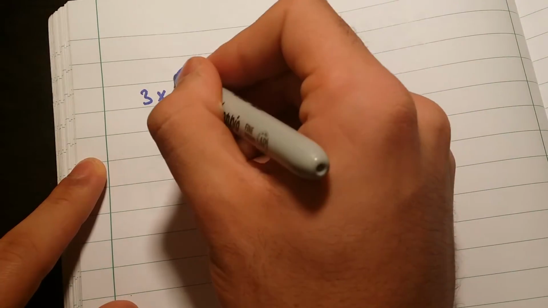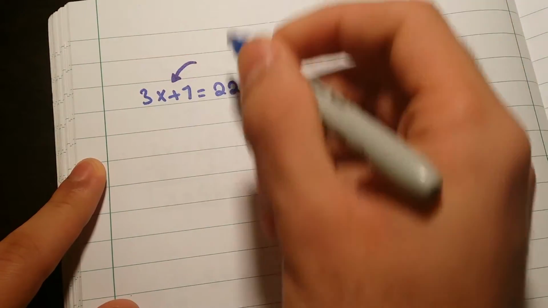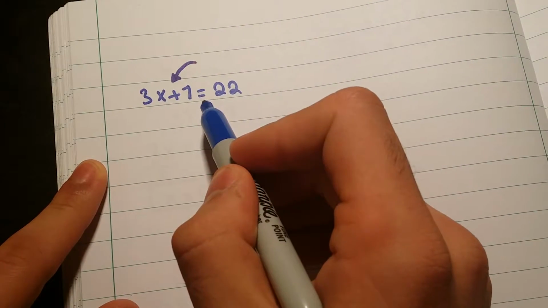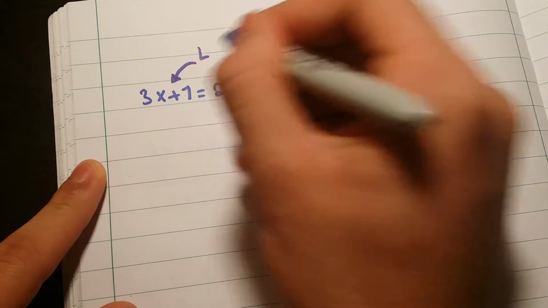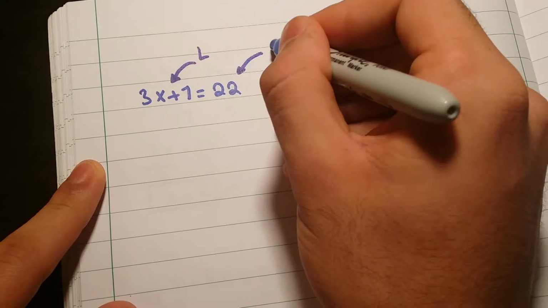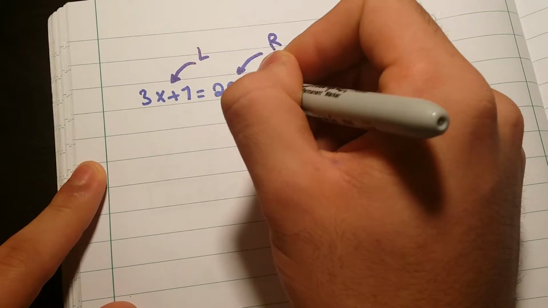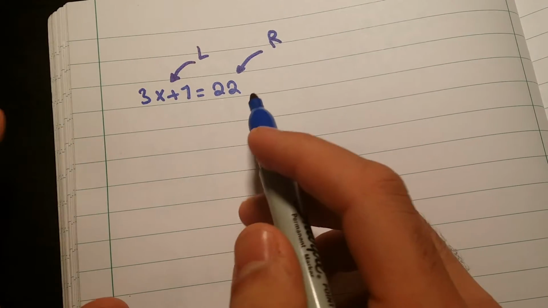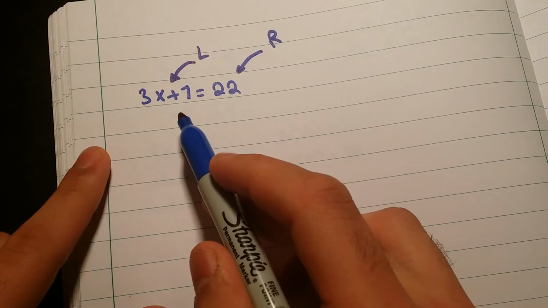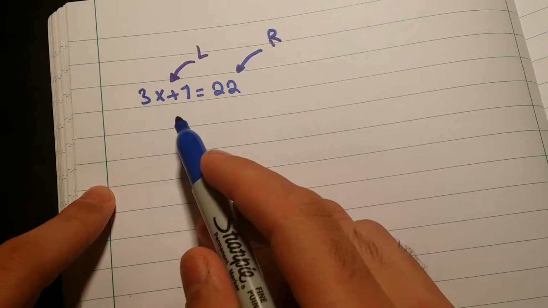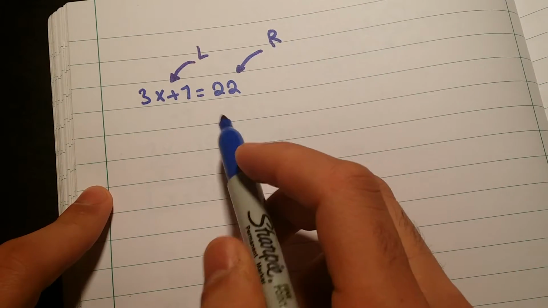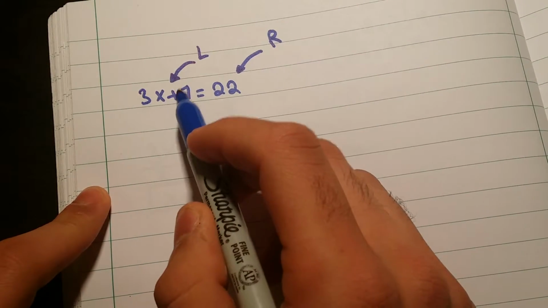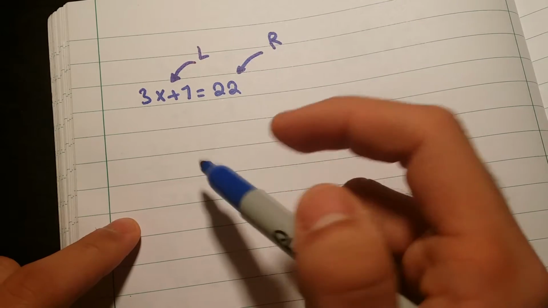So this is the left-hand side of the equation because it's on the left-hand side of the equal sign. This is the right-hand side of the equation because it's on the right-hand side of the equal sign. So the rule is, you can play the game. The rule is whatever you do on one side, you do to the other side. So if you add 1 here, you add 1 here. And that's always to maintain balance.